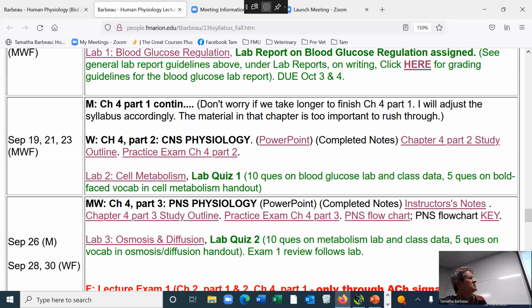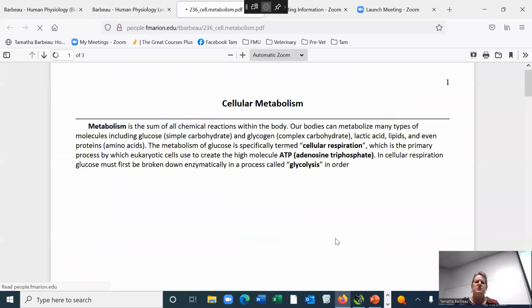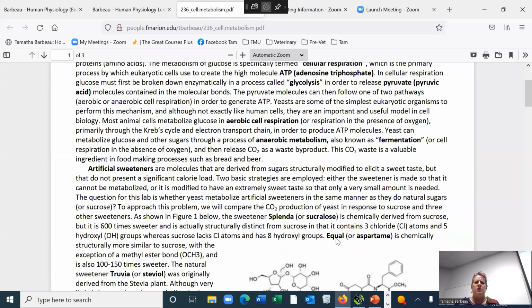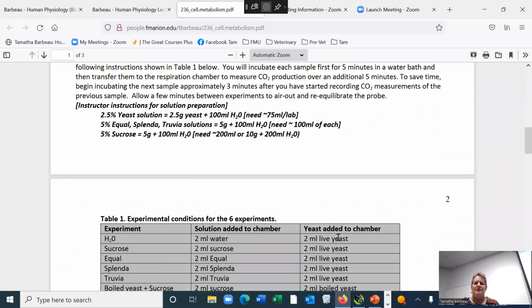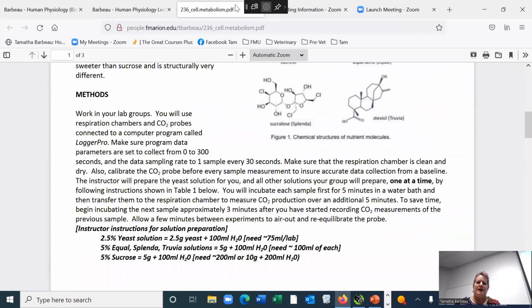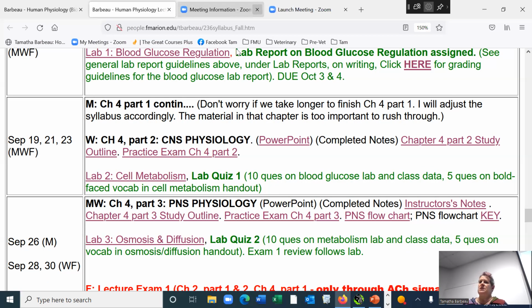And then 5 questions on the boldface vocab in the cell metabolism handout. So make sure you look at this with enough time to look over those boldface terms. I think it's just the front page that has it. All right, so that was the reminder. Any questions about that? Just like the lecture quiz, it can be multiple choice, matching, fill in the blank, and very short answer.